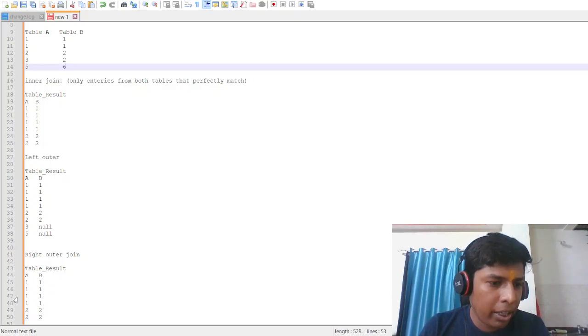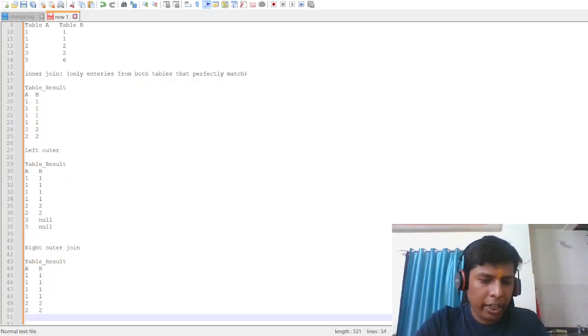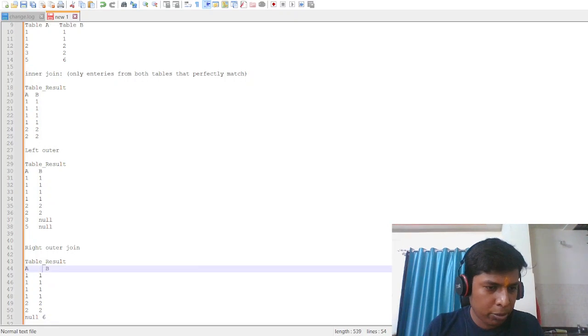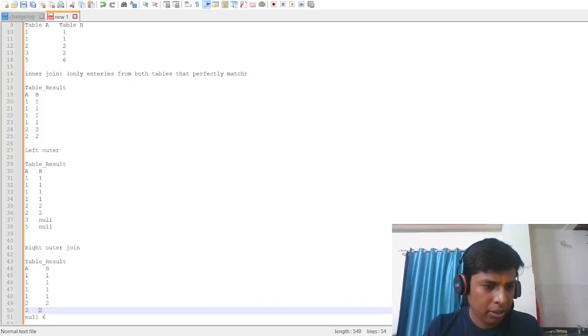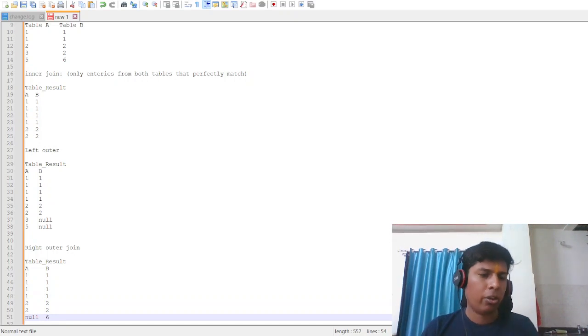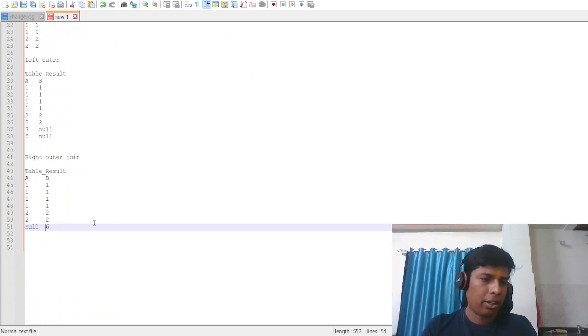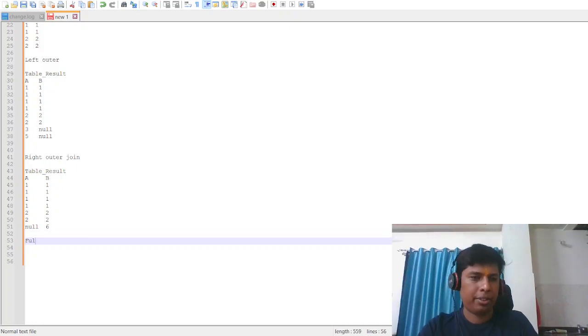No entries for table A. So for A, null, and for B, it would be 6. My null has taken a bit more space than I expected, so I will just correct it so that you don't get confused. So this would be the output of right outer join. Got it?